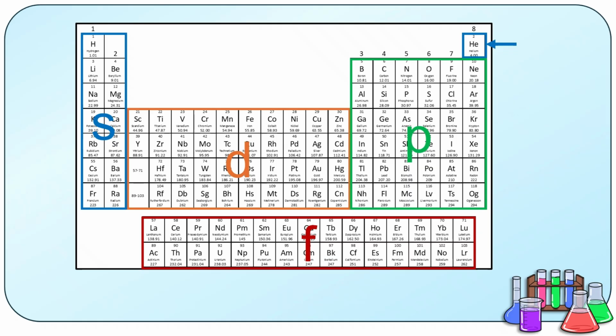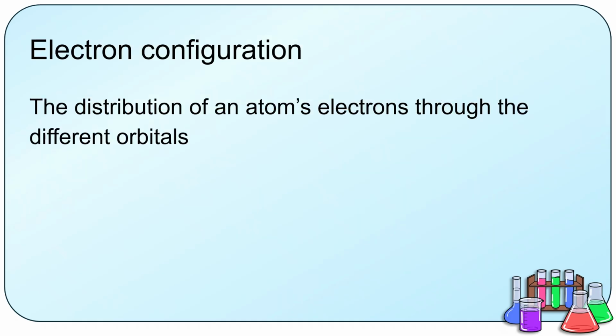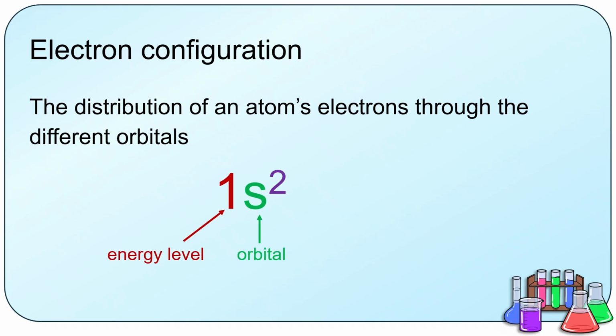We use something called electron configuration to show the distribution of an atom's electrons through the different orbitals. Basically, we want to know how many electrons an element has and how those electrons are organized into orbitals. This is how electron configuration is formatted. The big number in the front is the energy level. The letter is the orbital type, and the superscript number at the top is how many electrons are in that orbital. Let's practice writing the electron configuration for different elements.